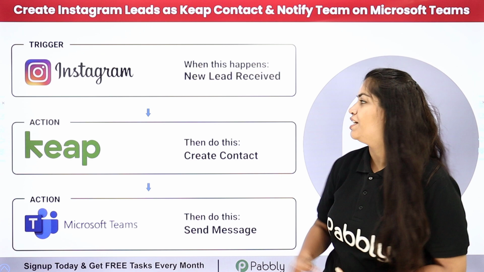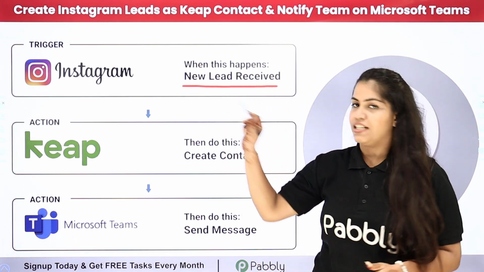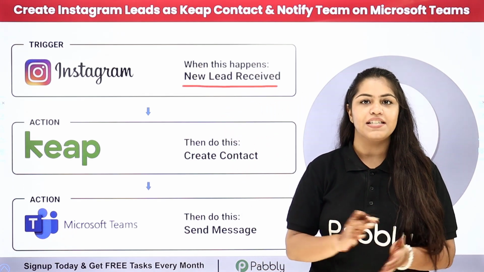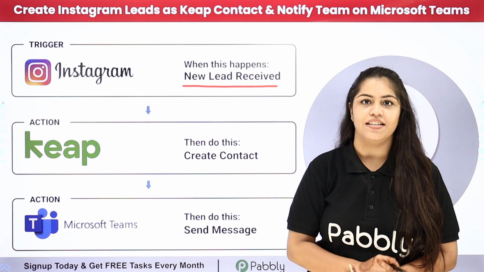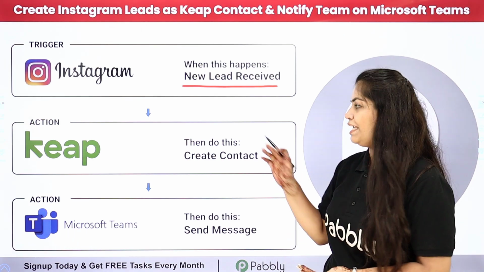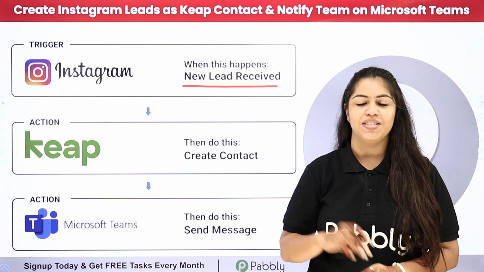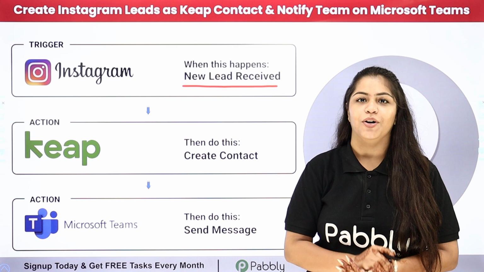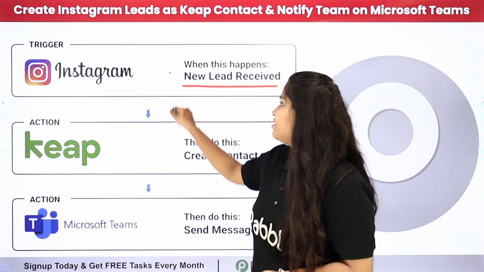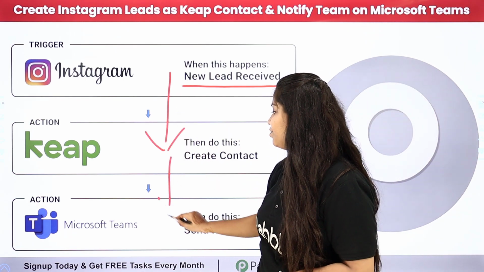So now what I want is that as soon as a new lead is received in my Instagram lead ads, automatically with the help of the same lead details, a new contact should be created in my Keap too. And also my team should be notified on Microsoft Teams that we have received a new lead. For this we are going to create a connection between Instagram lead ads, Keap and then Microsoft Teams.